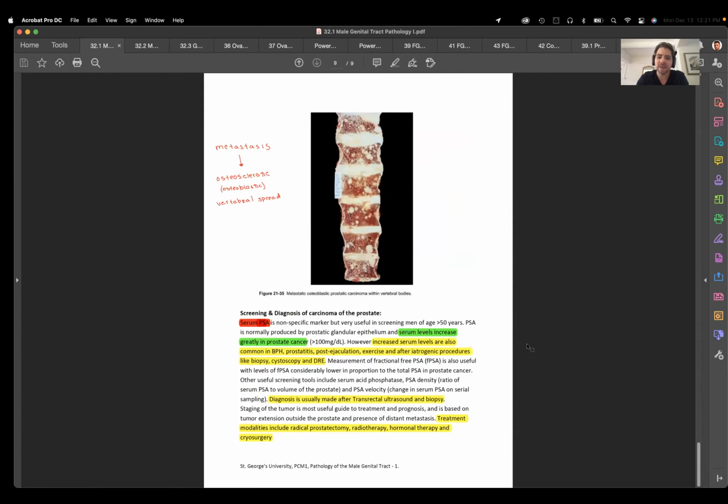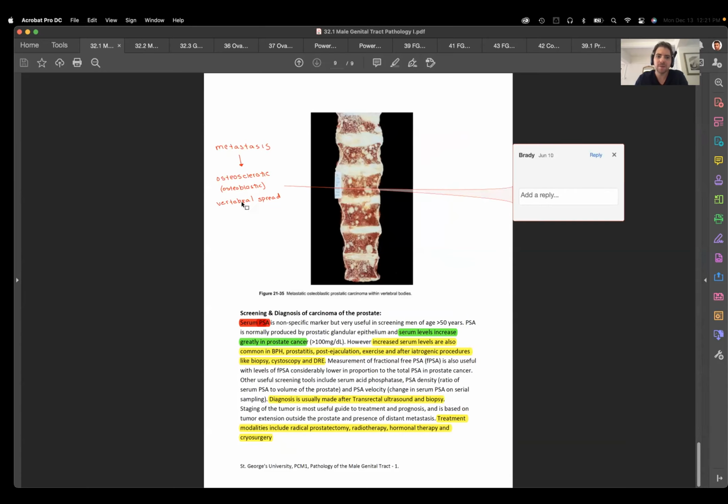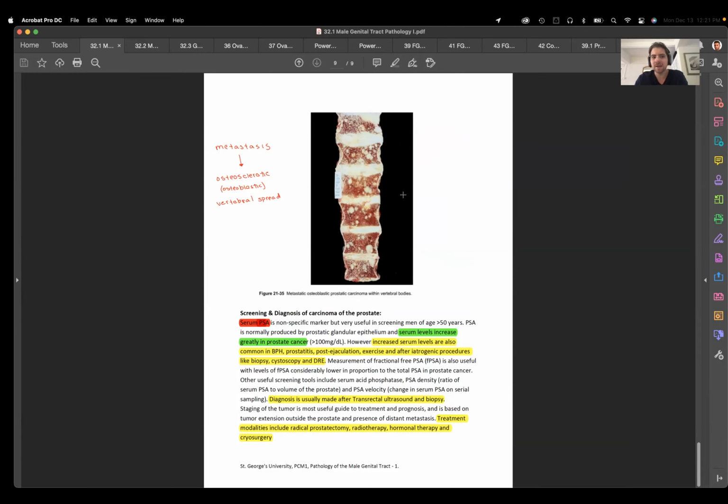Now another big thing, due to the location and the drainage, with prostate cancer is you get these metastases to the spine. Now they're osteoblastic, so that it's different. It's not osteolytic. Things like multiple myeloma pull calcium off the bone, so you get these lytic lesions. With prostate cancer, it's osteoblastic. So you actually get these bony calcium deposits.